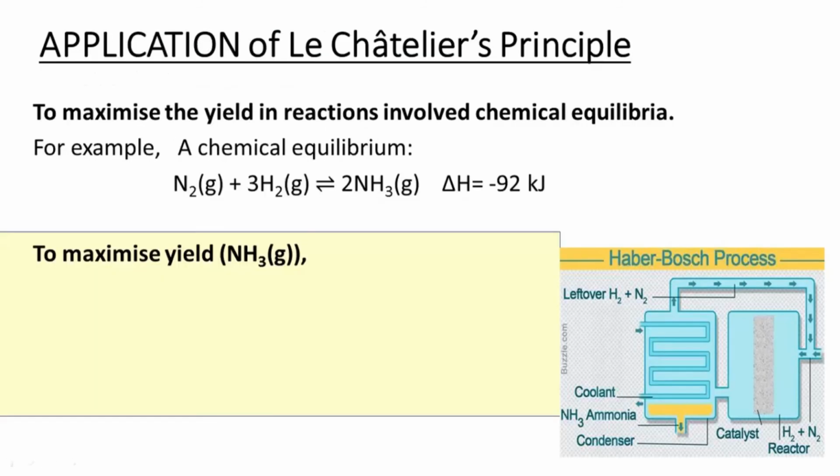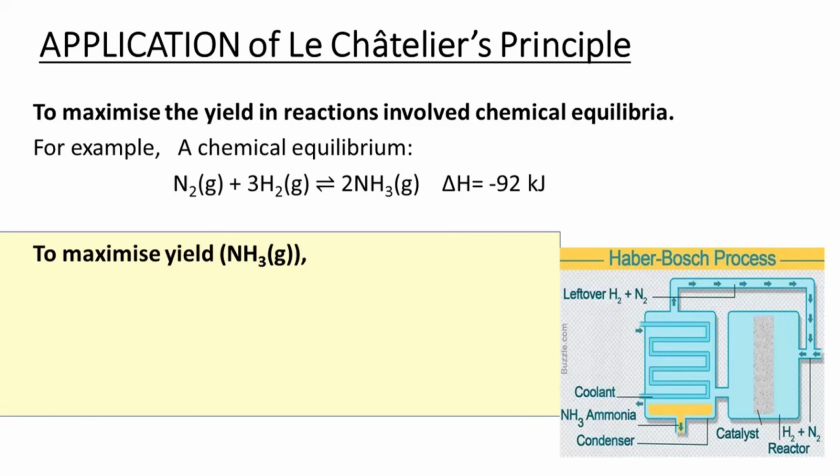What are the applications of Le Chatelier's principle? In industry, the manufacturers' goal is to maximize the product in a reaction. However, not all reactions can go to completion to give 100% yield. By applying the concept of Le Chatelier's principle, the manufacturers can maximize the yield for a reversible reaction.